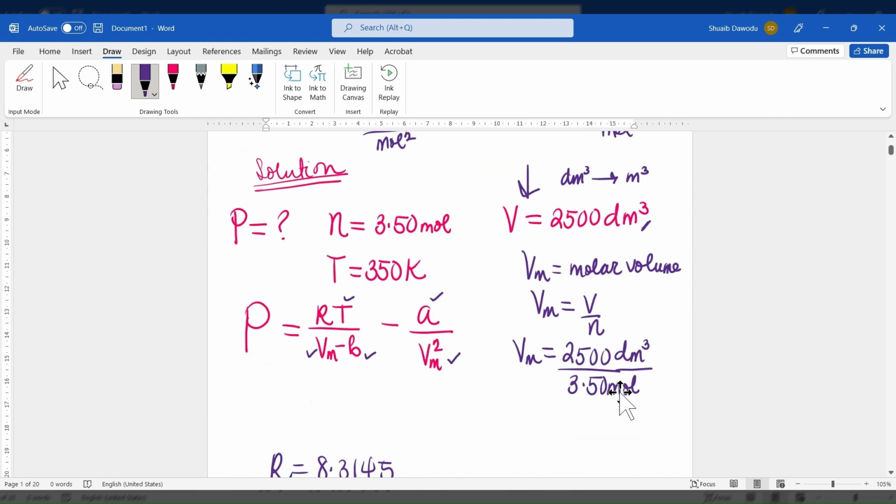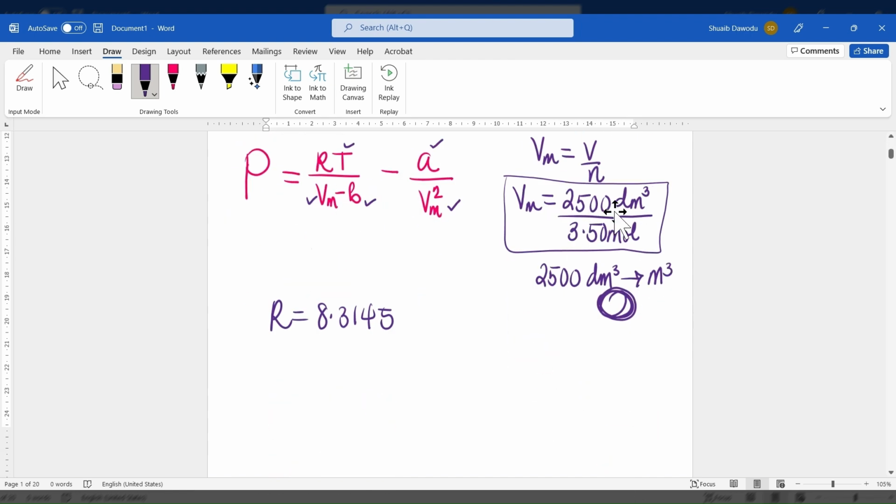So we have to pick whatever is easier. So even here that I have 2,500 dm cube divided by 3.5 per mole, I'm only using this information here to explain it. I actually would prefer to convert from 2500 decimeter cube to meter cube, and then use whatever that value is and divide it by 3.5 to get the molar volume. That's what I prefer to do.